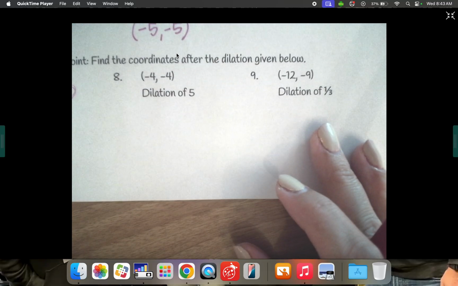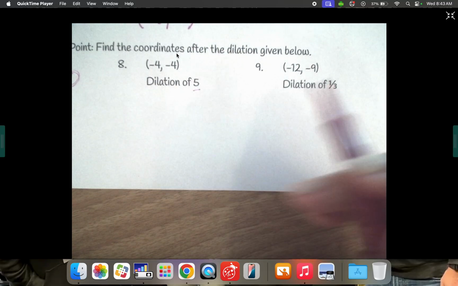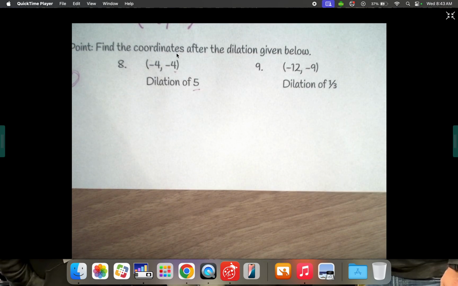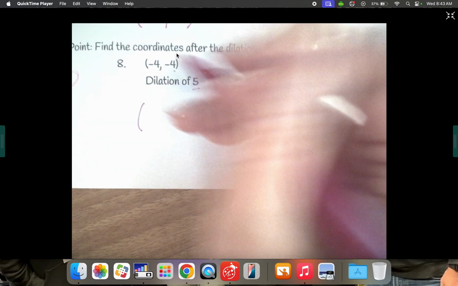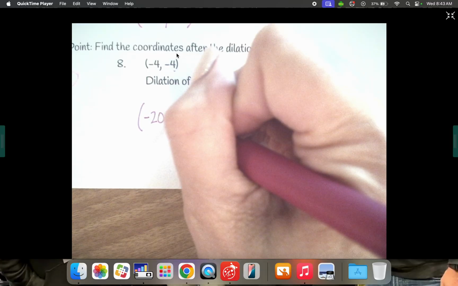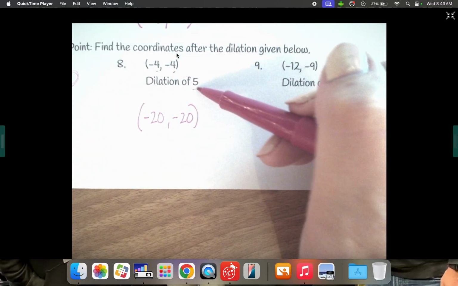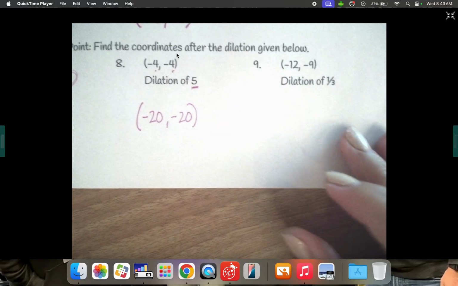So number 8, we're going to multiply by the scale factor of 5. So multiply each x coordinate and y coordinate by 5. And so my new one is going to be -20, -20. You just multiply each coordinate, the x and the y, by whatever the scale factor is.